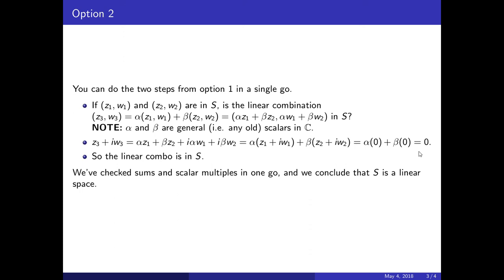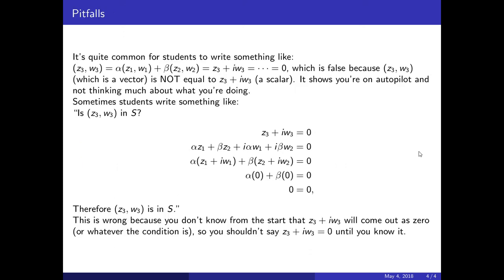The last thing I want to talk about quickly is just a couple of pitfalls that I've seen. So a couple of things for you not to do. One thing is when people construct Z3, W3, they sometimes put it equal to Z3 plus i W3, which is wrong because that's like saying a vector equals a scalar, which is crazy talk.